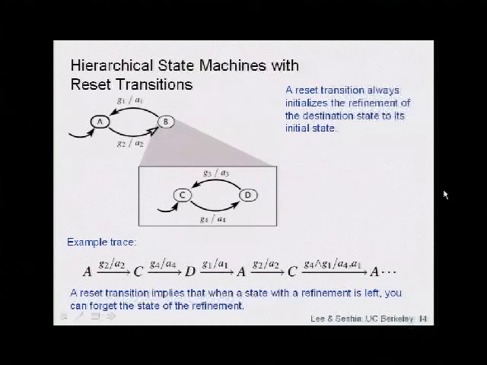Easier in what sense? You don't need to store history. Good point. So for the reset transition, you don't need an additional state bit here to indicate whether or not you were in C or D the last time you were in that refinement, right? So it's easier in the sense that you have less state, right?